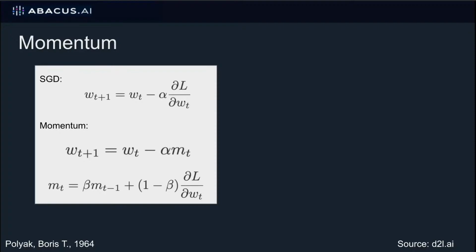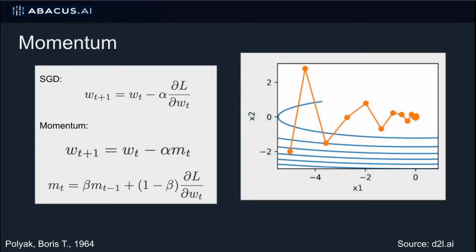Momentum is proposed to address exactly this problem by replacing the current gradient in the weight update with the exponential moving average of the current and past gradients. This would average out the oscillatory subcomponents of the gradients and help speed up the convergence.